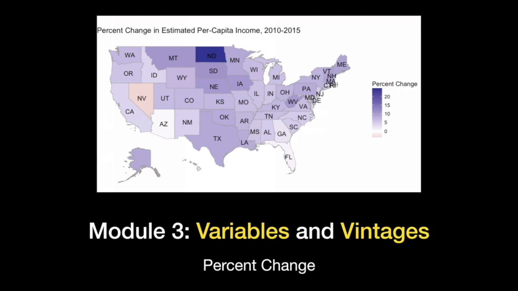And by vintages, I mean we're going to learn how to look at data from different years. The final project in this module is the map you see here, which actually shows the percent change in per capita income from 2010 to 2015.